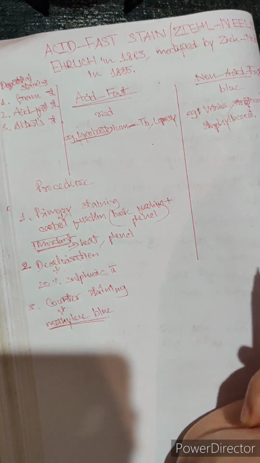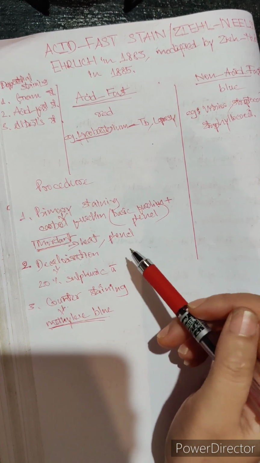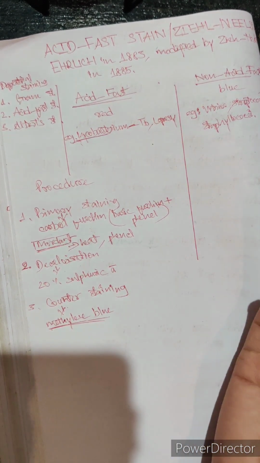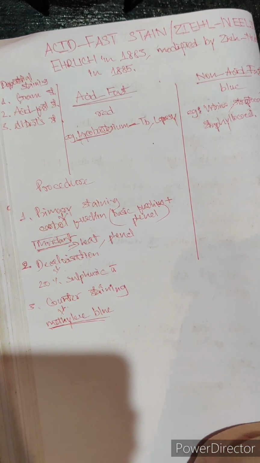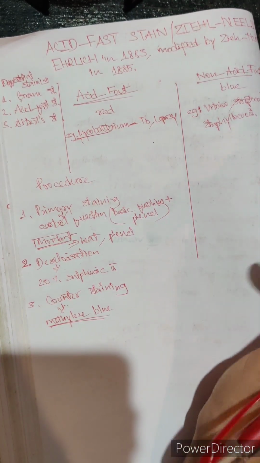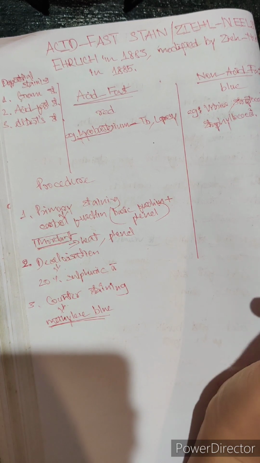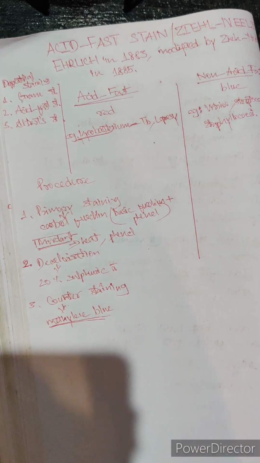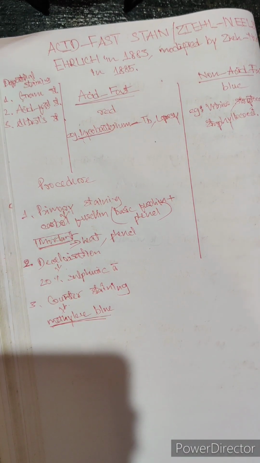What we did is primary staining. Your carbol fuchsin is there, and it happens to be red in color. After decolorization we add 20% sulfuric acid, and then in counter staining we add the methylene blue.